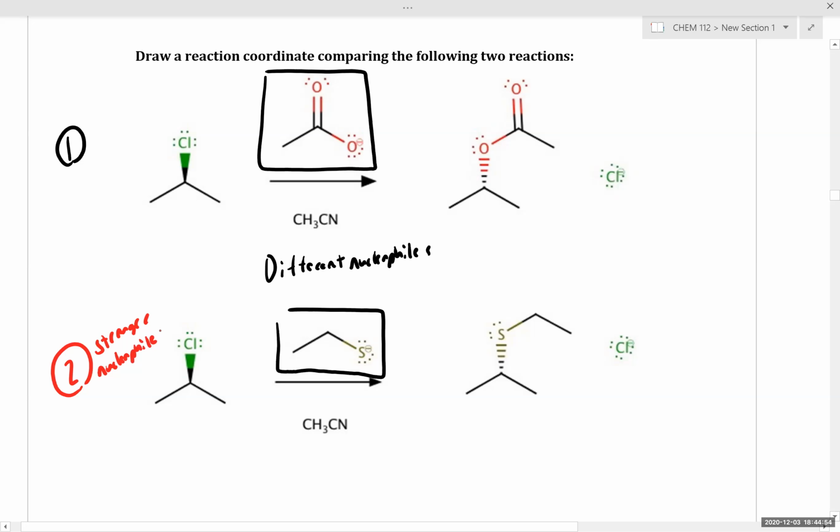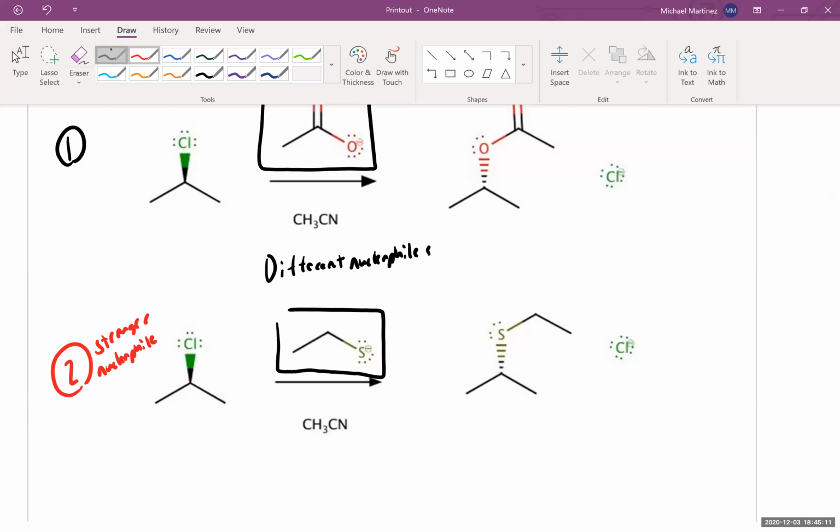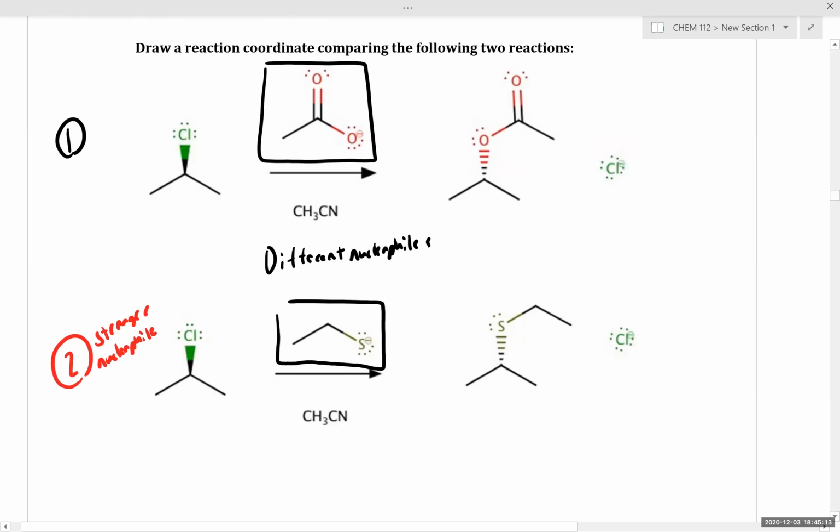So we have students presenting arguments. The charge is relatively localized. Sulfur is a large atom. It's relatively polarizable. All of those explanations exactly correct. Yep. So with the second example, we have a stronger nucleophile. Okay. So then, the difference between these two reaction pathways is our nucleophile.